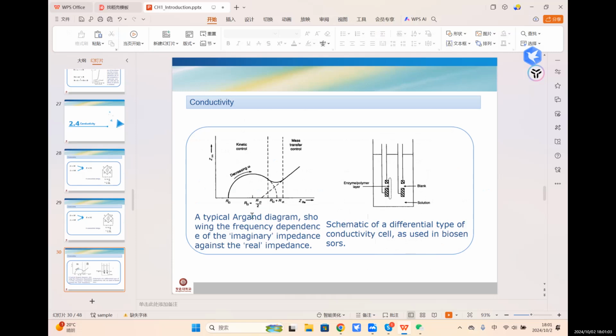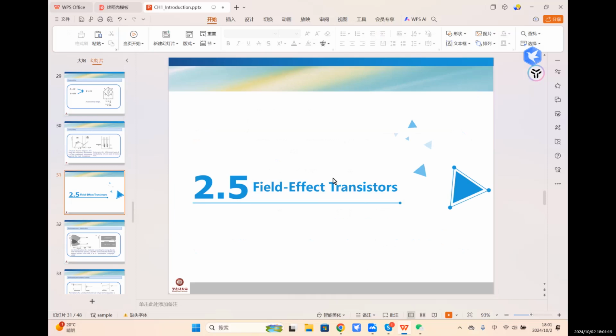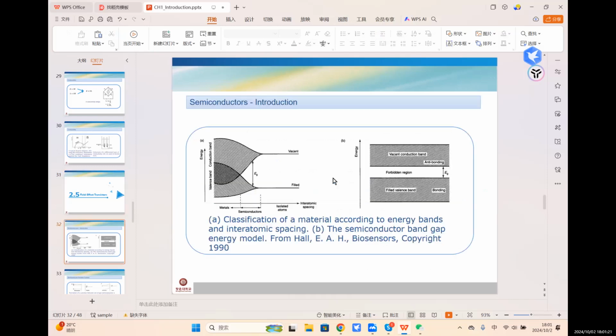So a typical diagram showing the frequency dependency of the imaginary impedance against the real impedance, and this image. And the next title is Field Effect Transistors: a classification of materials according to energy bands and interatomic spacing, the semiconductor band gap energy model.